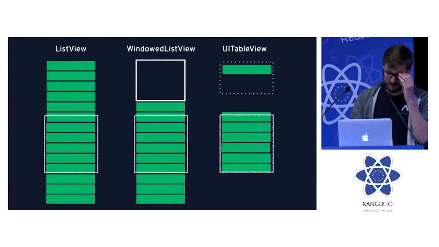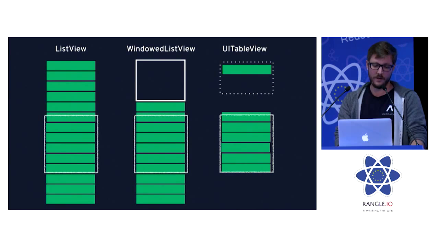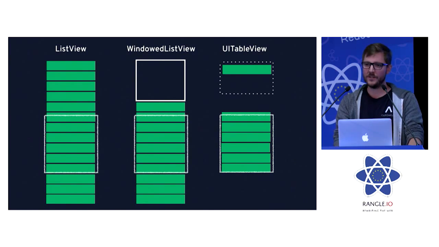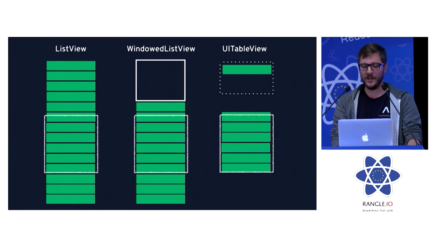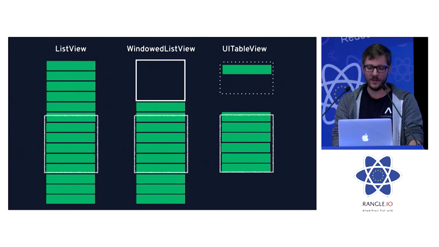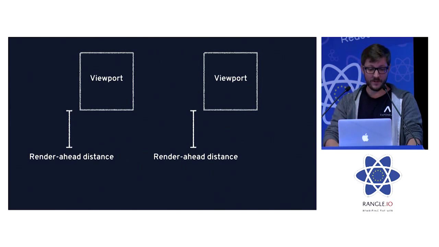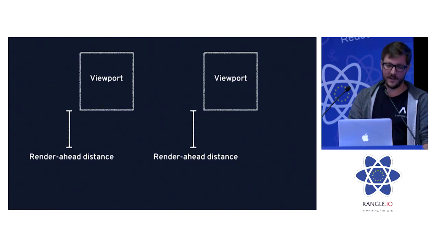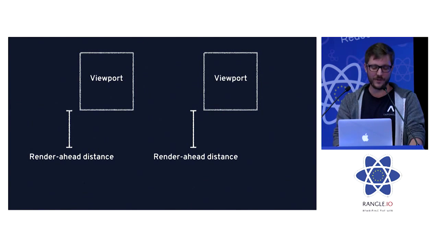So side by side, this is what they all look like. And ultimately, unfortunately, we don't have UI table view or UI collection view in React Native yet. So what we had to do was decide, are we going to use ListView? Are we going to use windowed ListView? So we decided we're actually not going to use either of them. We're going to make something else. And it's actually very similar to ListView.